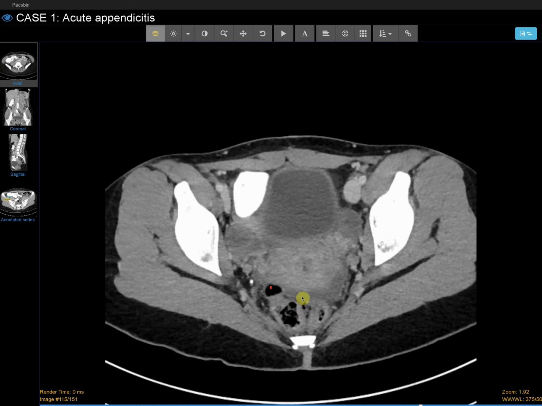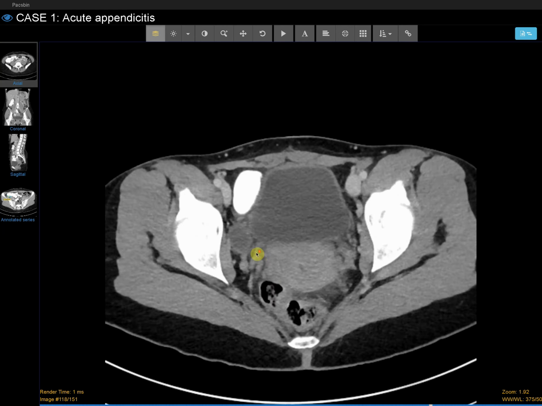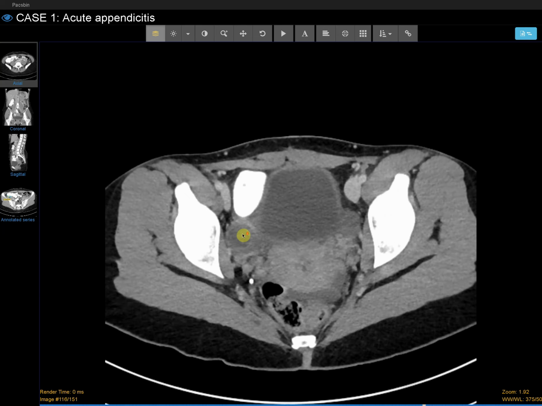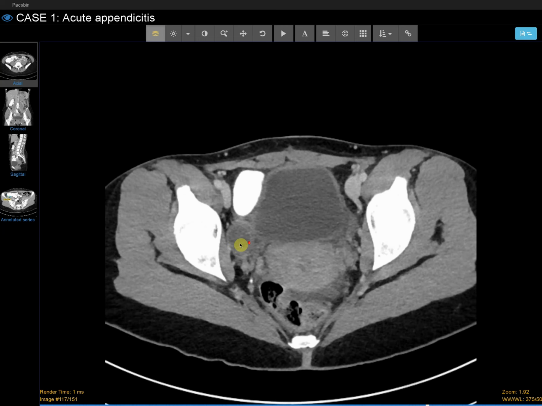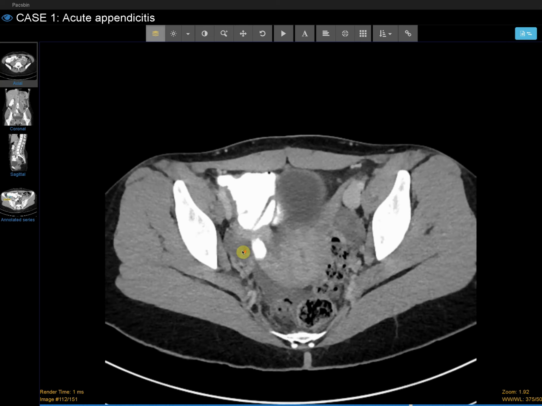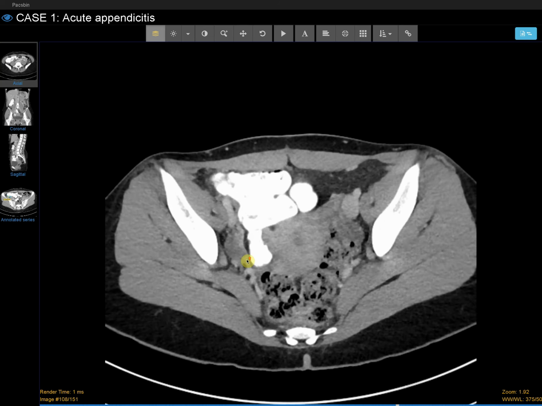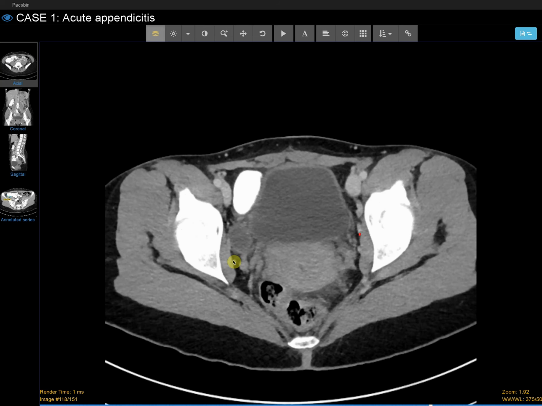There is some ascites here, which I think is just reactive, and you guys may have noticed this round structure and this round structure. These two are just ovaries. These are some prominent follicles in the ovaries, and usually as long as it's less than 3 centimeters, we tend to not call them cysts. So these are just ovaries.